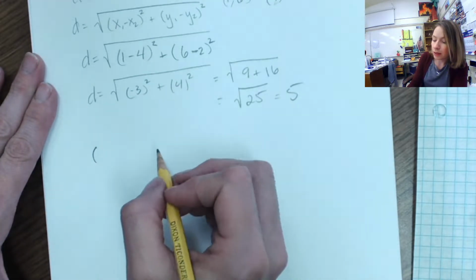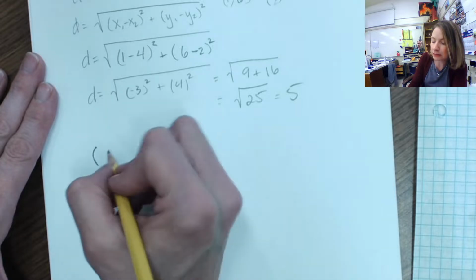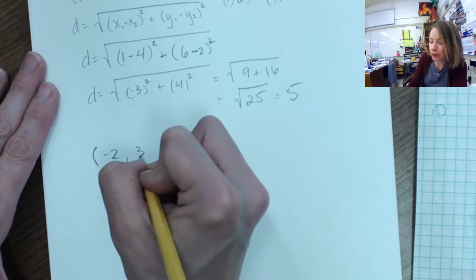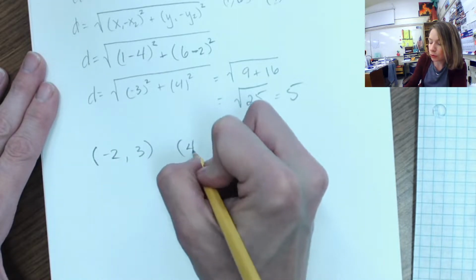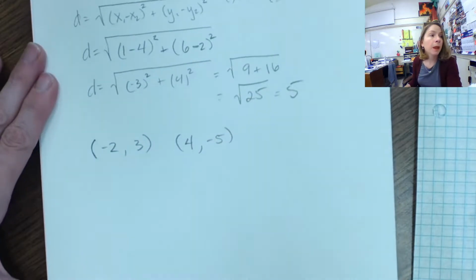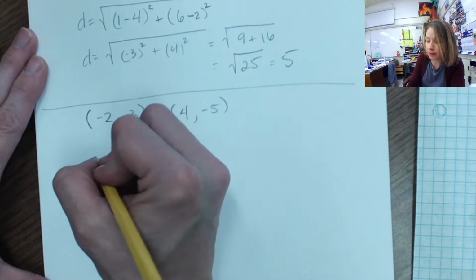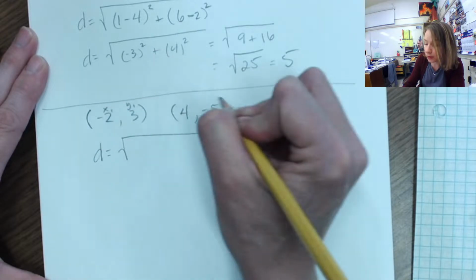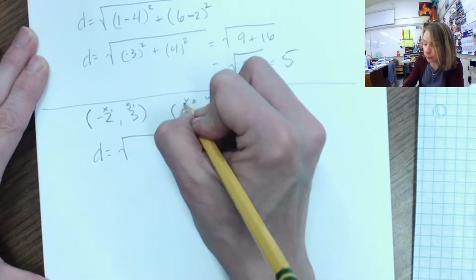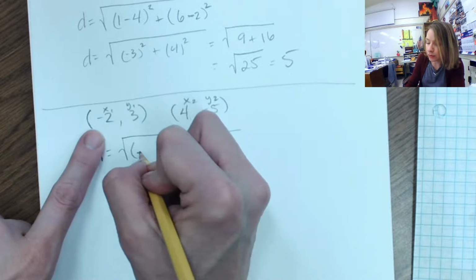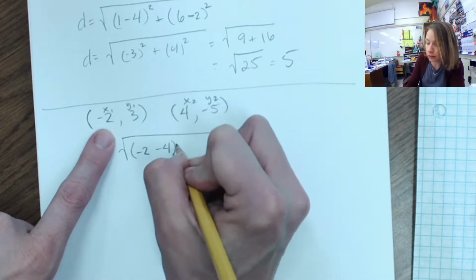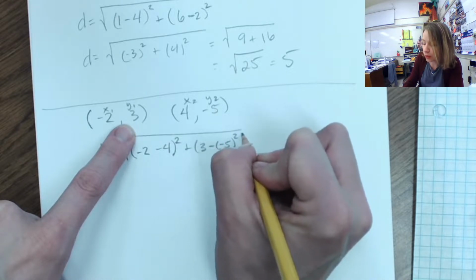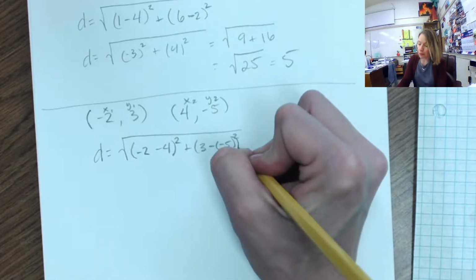Okay, let's look at another one that might not be quite so nice, just so we make sure we've got a good example here. Let's say I've got (negative 2, 3) and (4, negative 5). And I want to find the distance between those 2 points. So I'm going to plug it into my formula. I've got x1, y1, x2, y2. And so I'm going to have (negative 2 minus 4) squared plus (3 minus a negative 5) squared. Negative 5 in parentheses and then square.